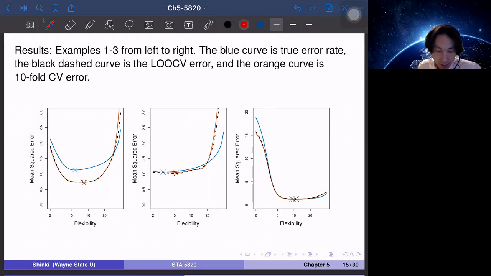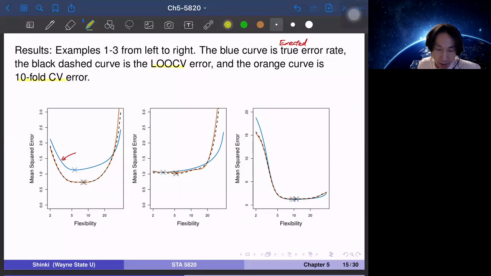So this is from the 3 examples in the previous slides. The blue curve is the true error rate. This is a simulation, so it is kind of the expected error size. The black dashed curve is the leave one out cross validation, which is the most computationally expensive method. And the orange curve is the tenfold cross validation, so it takes less time.